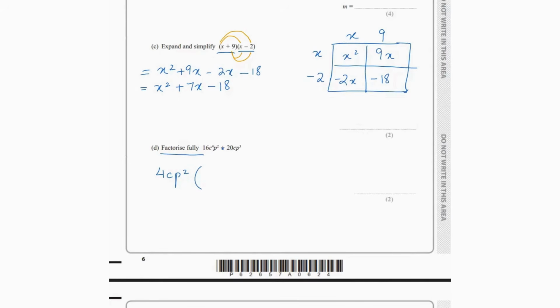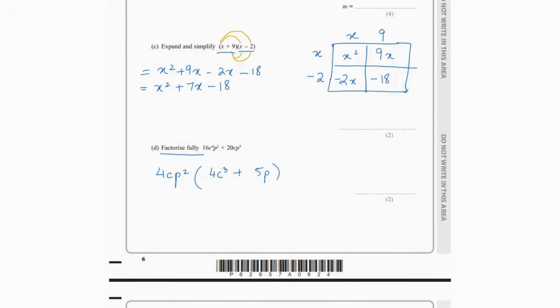So 16c to the power 4 p squared, when divided by 4c p squared, becomes 4c cube. That's it. When you took c common from c to the power 4, we're left with c cube. Then for 20c p cube, when we're dividing that with 4c p square, we're left with 5p. C divided by c is 1. P cube divided by p square is p. 20 divided by 4 is 5.